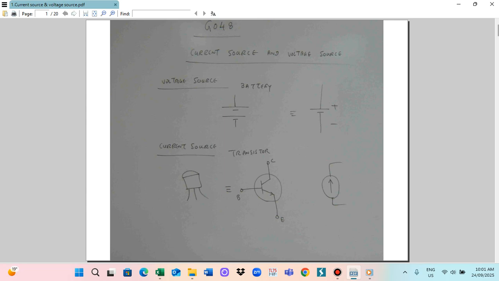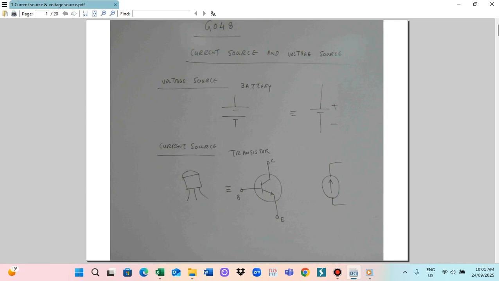So this is the voltage source equivalent circuit. This is for the plus or minus. And the current source equivalent circuit you can draw. So this is the current source equivalent circuit. So these are the voltage source and the current source equivalent circuits.